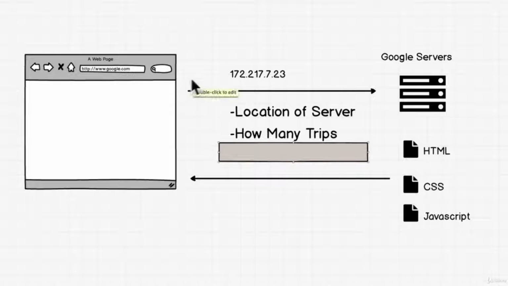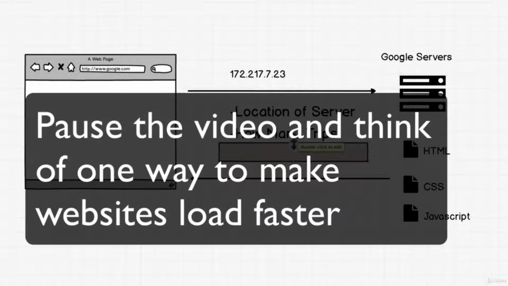So hopefully, ideally, we just have one trip to the Google servers and Google servers send us all the files that we need back. But as we know, there's new pages, there's searches. So this communication with Google is back and forth, back and forth. And the fewer trips we have, the faster we'll be able to get the files. So how many trips? And then finally, size of files.